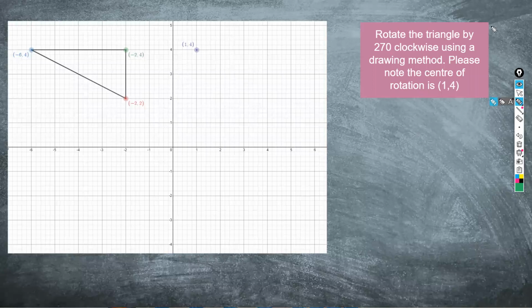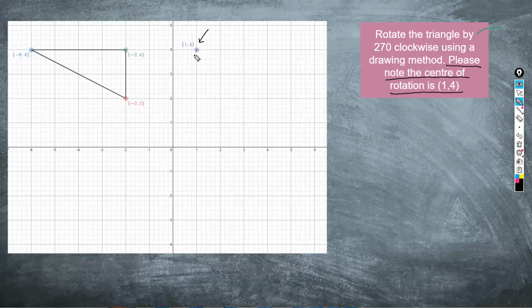I would say the answer to that question is no, because look at it. Please note the center of rotation is no longer the origin. It's the point (1, 4). Notice that I drew it in for you. I actually put the center of rotation there, which means we can only use a drawing method.